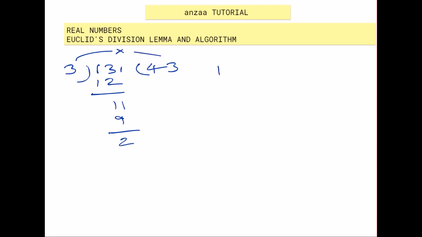So, this 131 can be written as 3 into 43, and this plus 2. That remainder is left. That remainder has to be added to make 131. So guys, in place of 131, there can be any number.